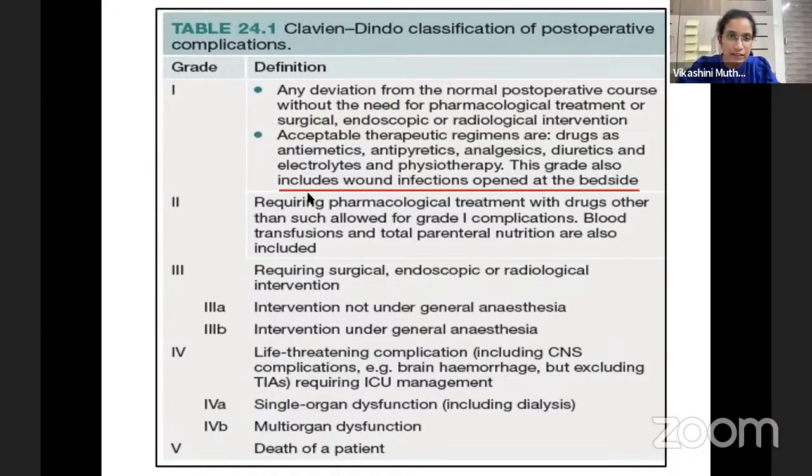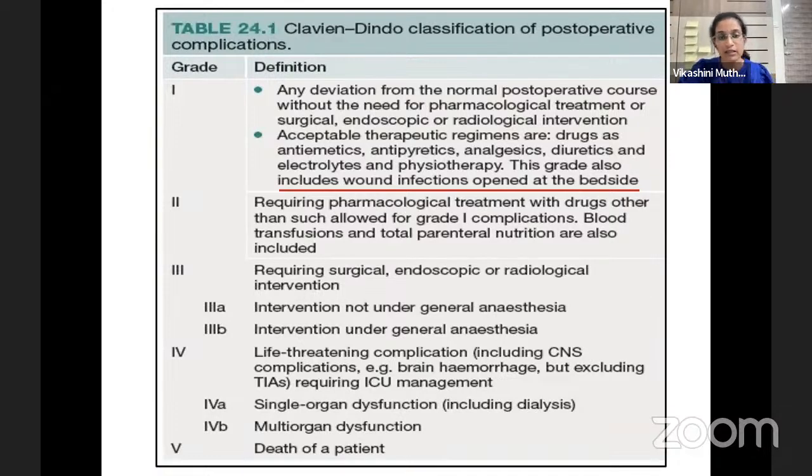Let's also discuss the other grades. Grade 2 is those requiring pharmacological treatment with drugs other than those mentioned in grade 1, like antibiotics, and also blood transfusions, total parenteral nutrition, all these things. Grade 3 includes those complications which require surgical, endoscopic, or radiological interventions, and it's again subclassified as 3A and 3B. 3A is those interventions which are not done under general anesthesia, and 3B is those which are done under general anesthesia.